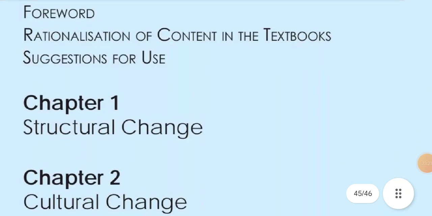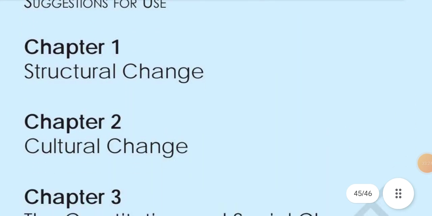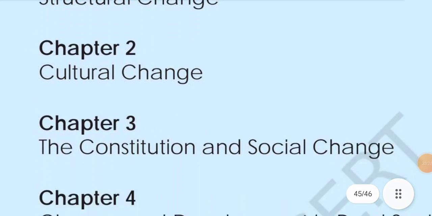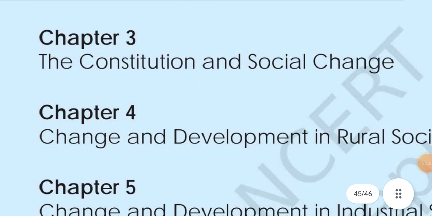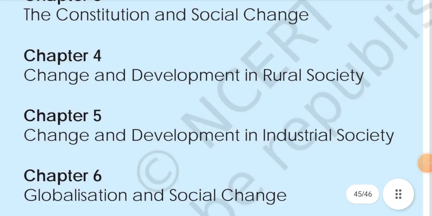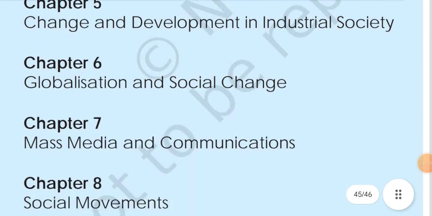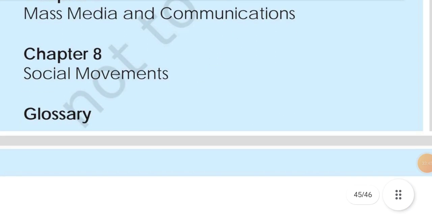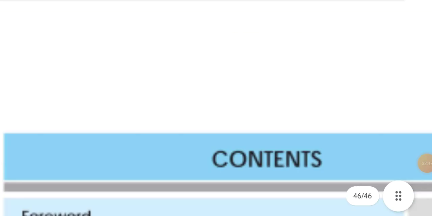Contents. Foreword. Rationalisation of content in the textbooks. Suggestions for use. Chapter 1: Structural Change. Chapter 2: Cultural Change. Chapter 3: The Constitution and Social Change. Chapter 4: Change and Development in Rural Society. Chapter 5: Change and Development in Industrial Society. Chapter 6: Globalisation and Social Change. Chapter 7: Mass Media and Communications. Chapter 8: Social Movements. Glossaries.